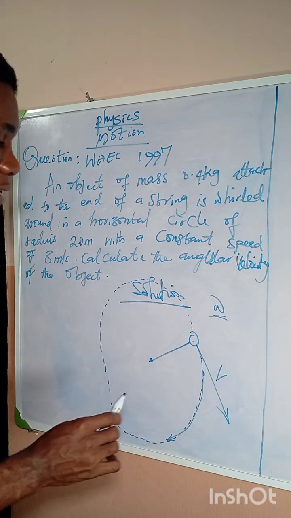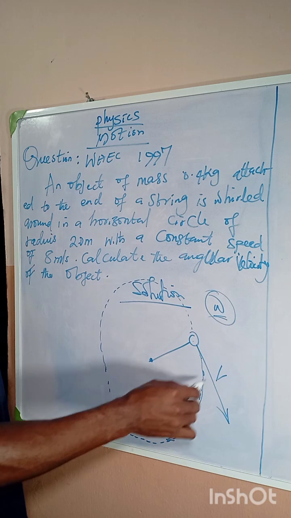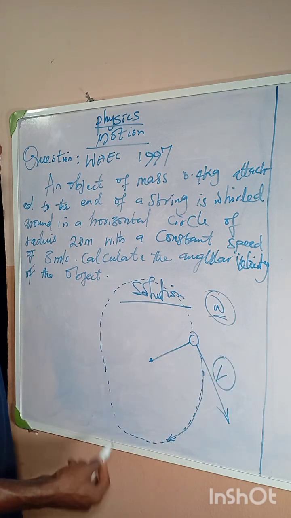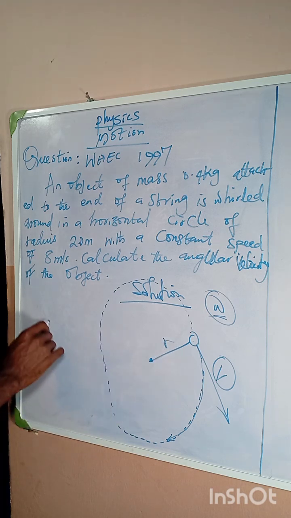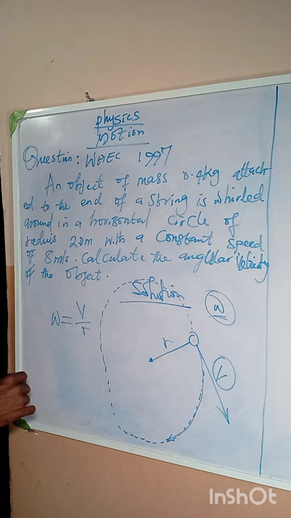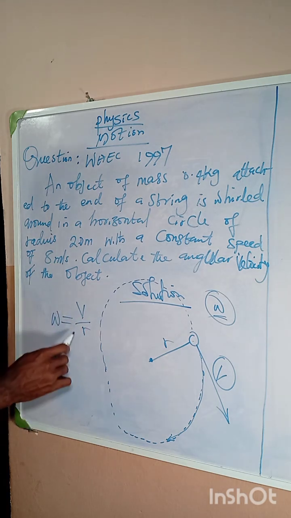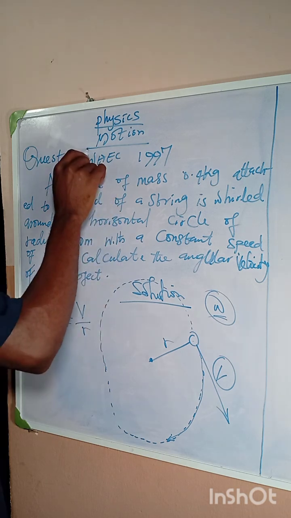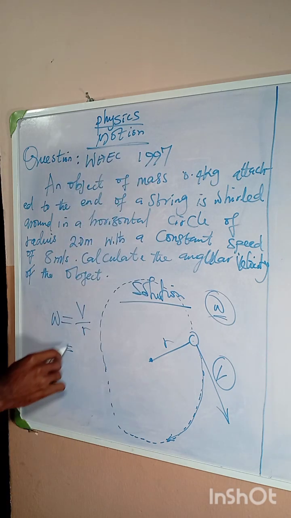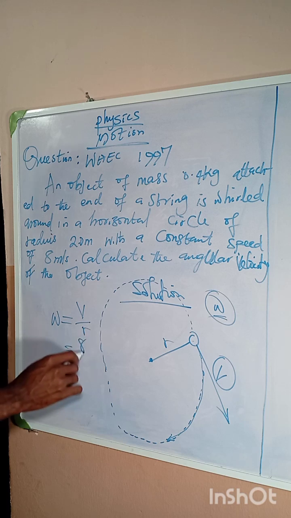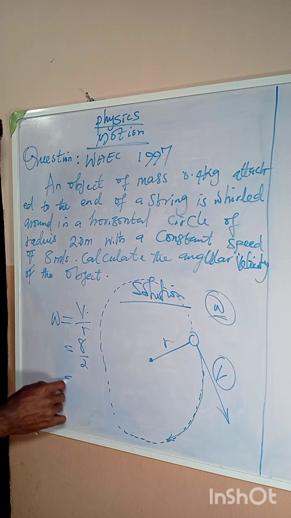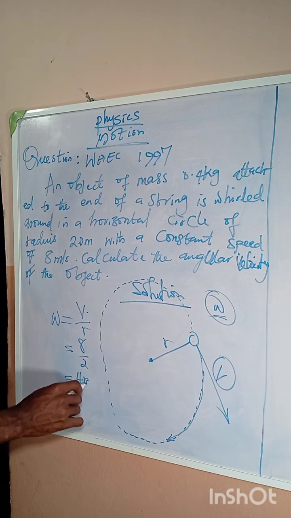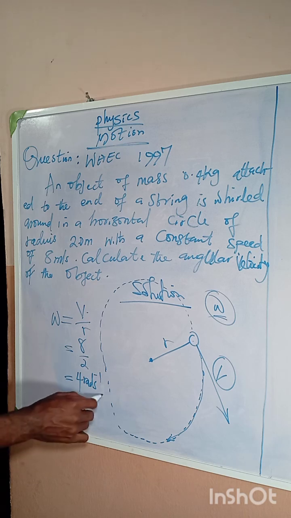Now, that being said, the relationship between the angular velocity and the linear velocity, or you say the speed, is given by W equal to V divided by R. So this is the formula. You should always know that if you're familiar with motion. And we have 8, which happens to be the constant speed, divided by 2, leaving you with 4 rads per second.